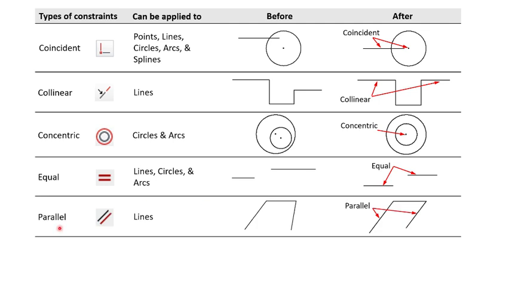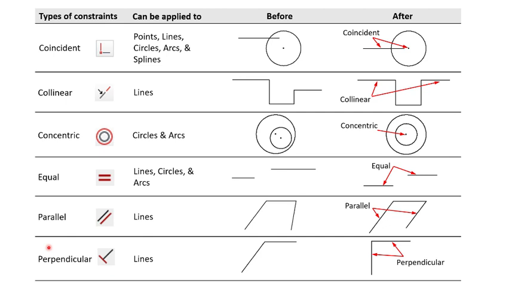The next constraint is parallel. You can apply the parallel constraint on two lines, and these two lines will become parallel to each other. And then the perpendicular constraint, very similar. You can apply it to two lines, and you can make these two lines perpendicular to each other.